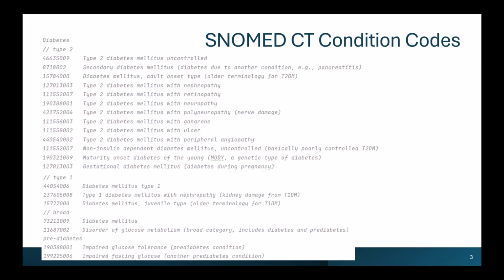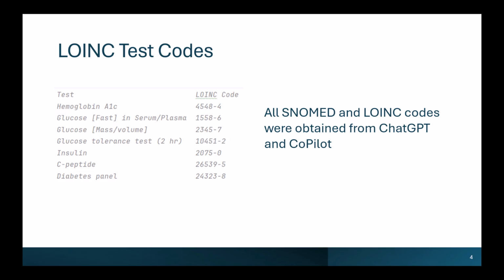So the first thing I did was get a list of patients who had diabetes, either type, and pre-diabetes, and I needed to choose a set of codes. ChatGPT came up with this list of different types, and so I used this set of SNOMED codes to select my patients. And for the tests for diagnosing diabetes and pre-diabetes, I used LOINC.